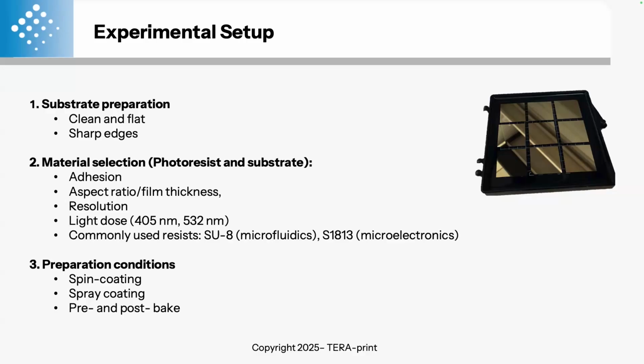Also, there are preparation conditions such as spin coating, spray coating that's used to generate the uniform layer of photoresist or photosensitive material. And you want to make sure, like if there's any pre and post bake needed for your experiment.